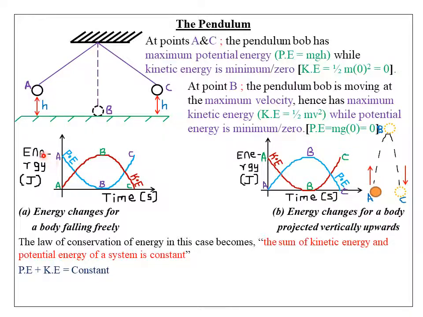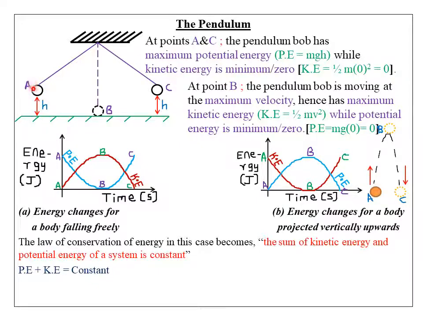So this is a graph of how energy changes for a body falling freely, like in this particular case here. If we plot a graph of energy in joules against time in seconds, it will be observed that for potential energy, at point A, the body has the maximum potential energy because its height is maximum from the ground. So this is the graph that represents the potential energy for this particular bulb, which is swinging. Remember, it is energy changes for a body falling freely. So it is released from rest. That is what we mean by a body moving freely, or we are simply talking of free fall.